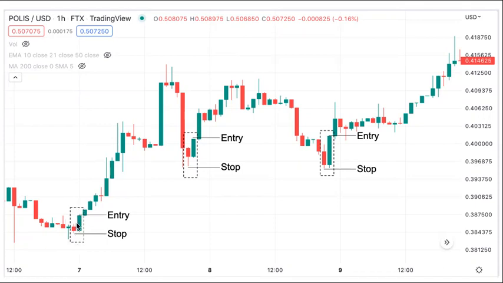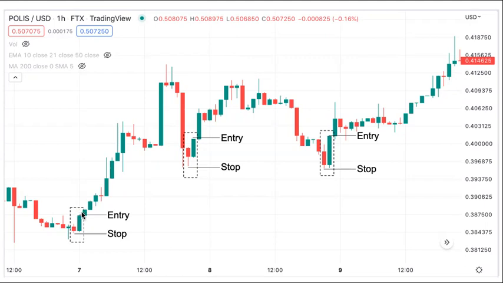But because you are trading and it's almost like a breakout, most of the time your stop loss will not be hit. As you can see from this example, three entries, three stop loss, not even close.